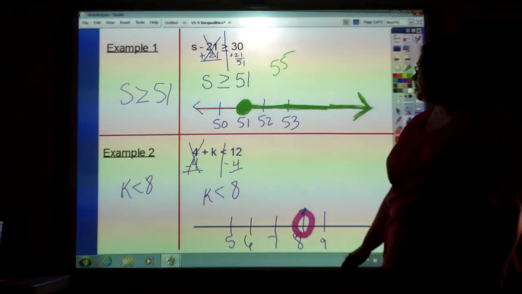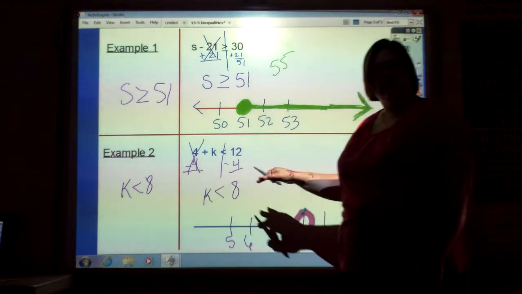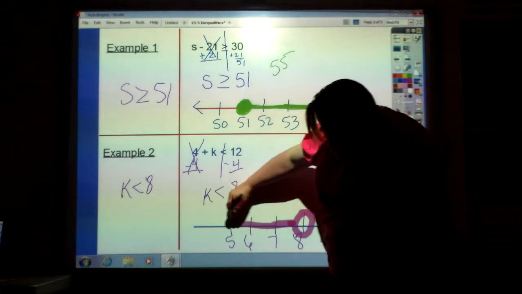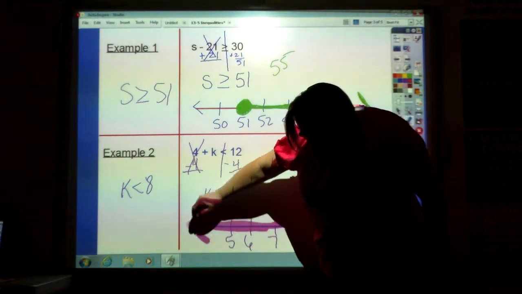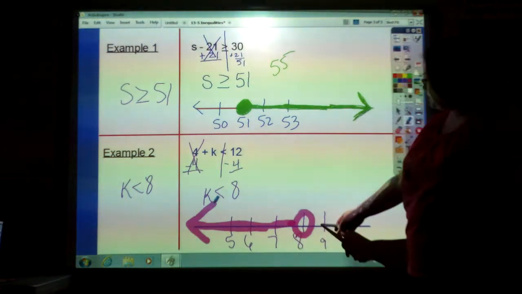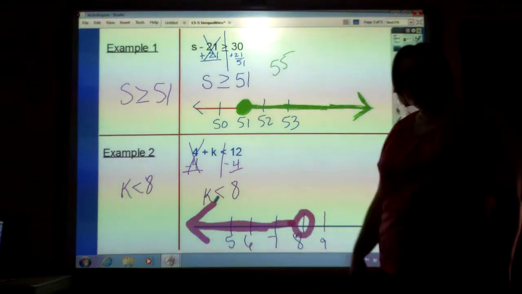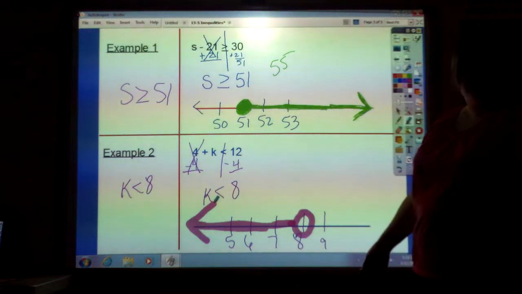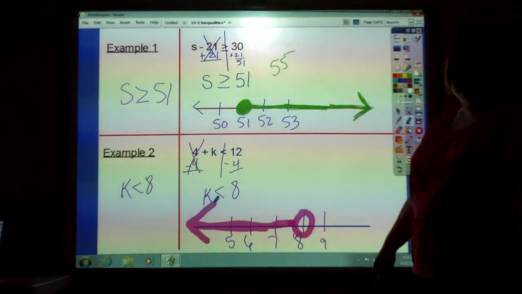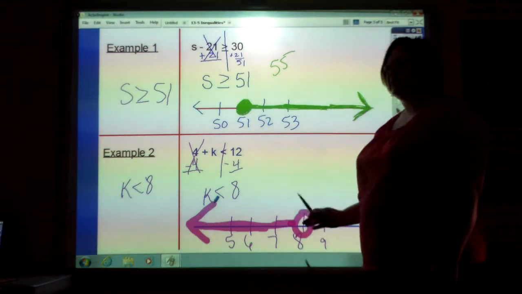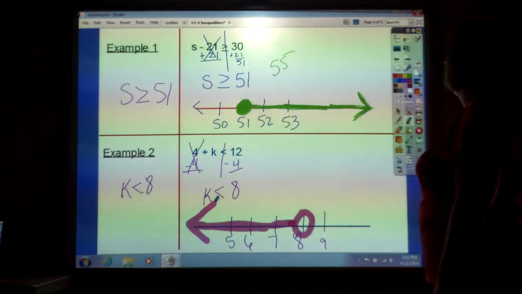Open circle, k is less than 8. So any number less than 8. So then I'm going to shade this in, going that way. So any number less than 8, not including 8, it has to be less than 8. So 7.9 would count. 7.2 would count. 8.0, no, doesn't count because it can't be 8 or bigger. It has to be less than 8.